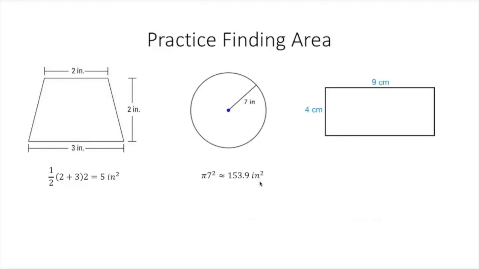And our last figure is a little rectangle, and we have 4 centimeters times 9 centimeters happening here in our formula, and that gives you 36 centimeters squared.